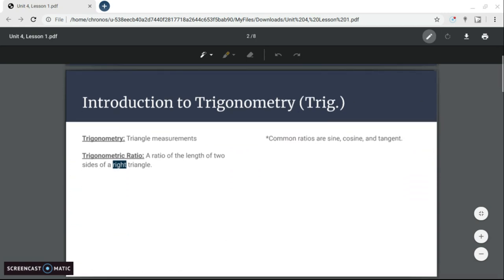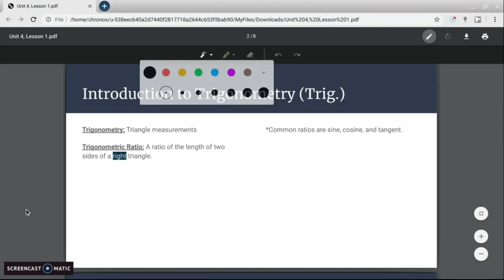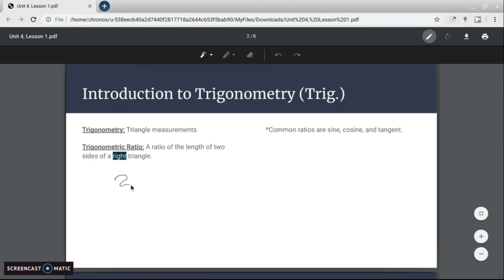Okay, introduction to trigonometry, or trig. All trigonometry is really just triangle measurements. A trigonometric ratio is a ratio of the length of 2 sides of a triangle. So you know what a ratio is. It's basically just a comparison. It might be like this.